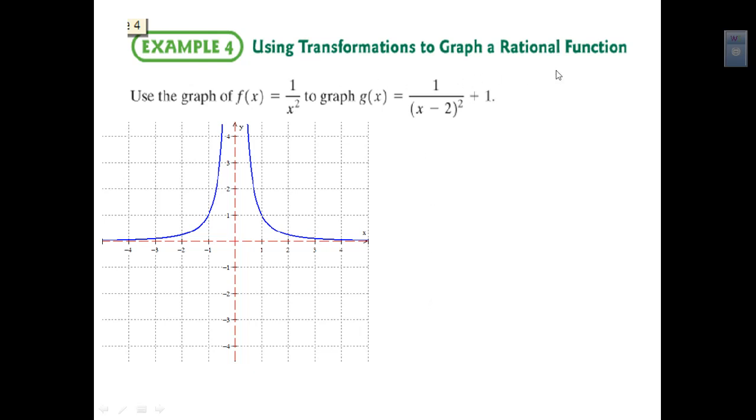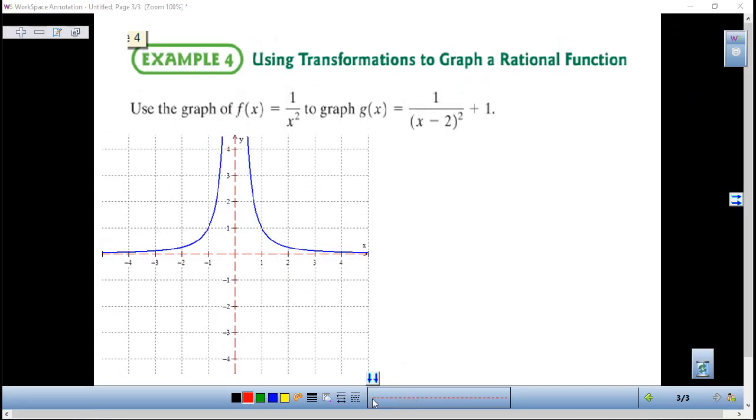All right, use transformations to graph a rational function. Okay, well, we've got the graph right here. This is 1 over x squared, and we're going to graph g of x, which is going to be 1 over the quantity x minus 2 squared, plus 1. Now, if you remember, all of our shifts come between what's added or subtracted inside and what's added or subtracted outside. This plus 1 is just going to shift the entire thing up. Well, here is my horizontal asymptote. So if I shift the entire graph up, guess what's going to happen? I'm going to shift that horizontal asymptote up as well.